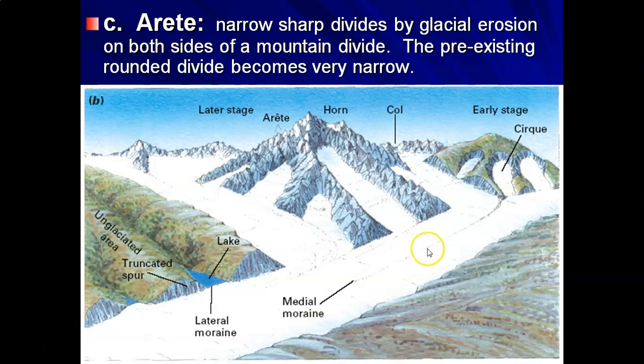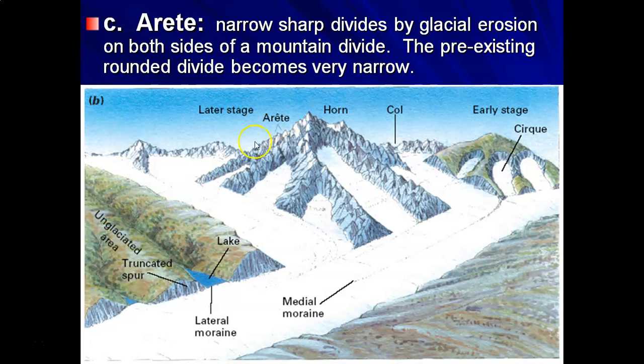Another French term is an arête. Arête means knife in French, and it's a narrow, sharp divide formed by glacial erosion on both sides of a mountain. So here we've got an illustration of an unglaciated area, and remember what a divide is, right? Before glaciation, the divides were round crested. But because we have glacial erosion on both sides of the divide, we wind up with erosion, and we transform what was once a round crested divide into a knife-like, narrow divide.